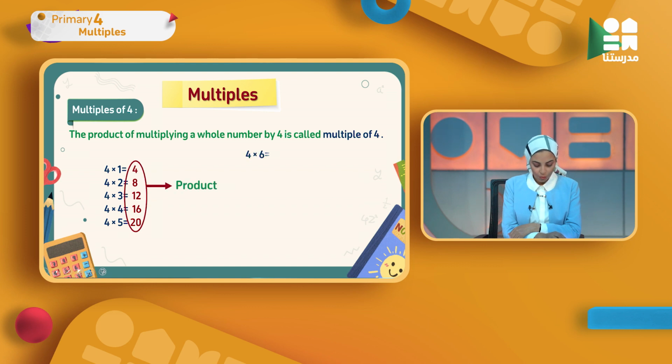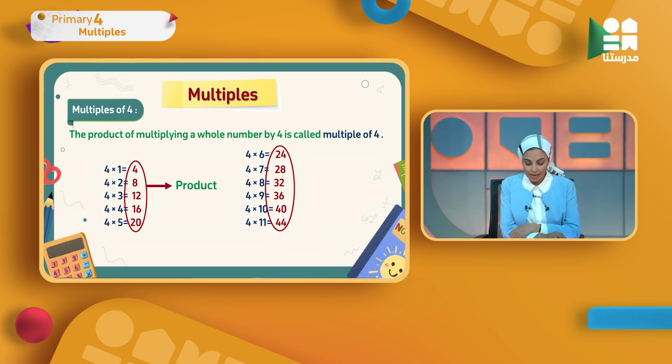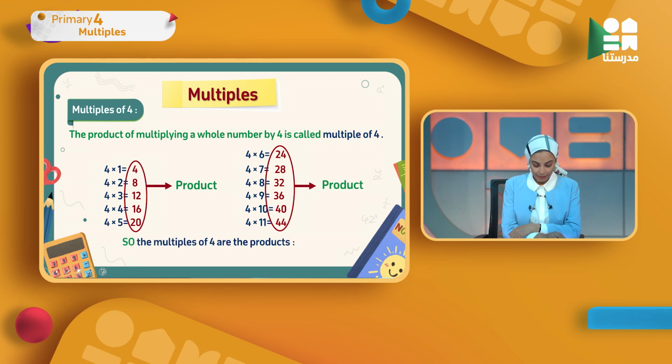So, now, can you tell me what the multiples of 4 are? Yes, multiples of 4 are the products, which are 4, 8, 12, 16, 20, 24, 28, 32, 36, 40, 44, and so on.